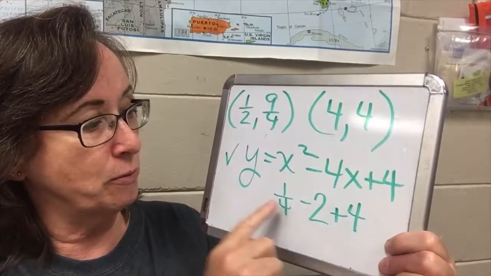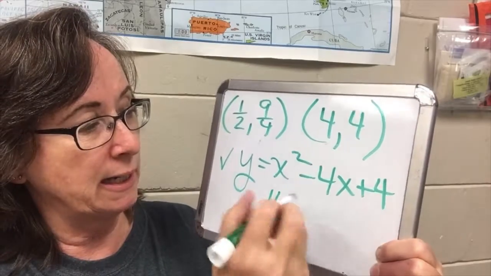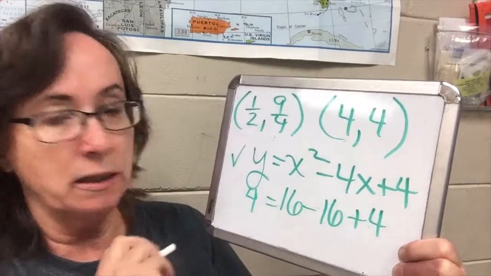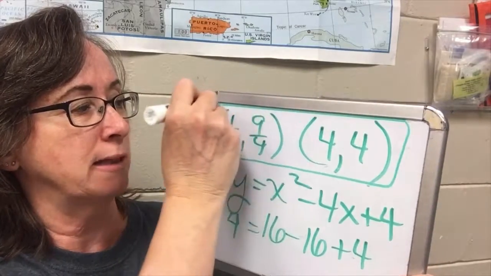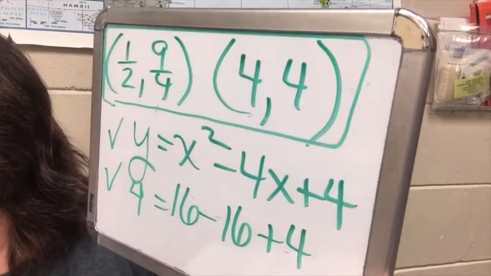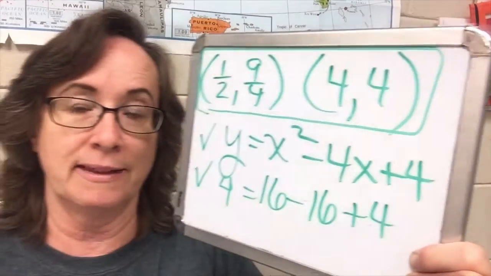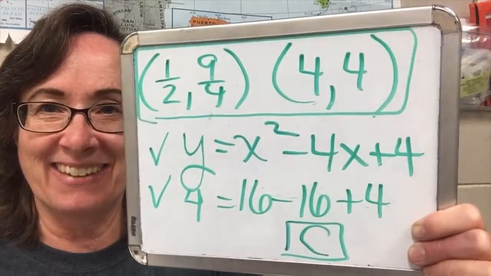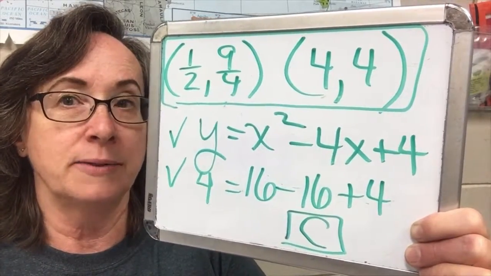Now let's plug in the 4 and the 4. I plug in the 4, I square it, and I get 16, minus 4 times 4 is 16, plus 4 is 4, and that one is true as well. Therefore, this is verified to be my solution set. When I look at the book, that one matches answer C. In our book, that's the answer. But this is how the process goes, being able to find a solution set.